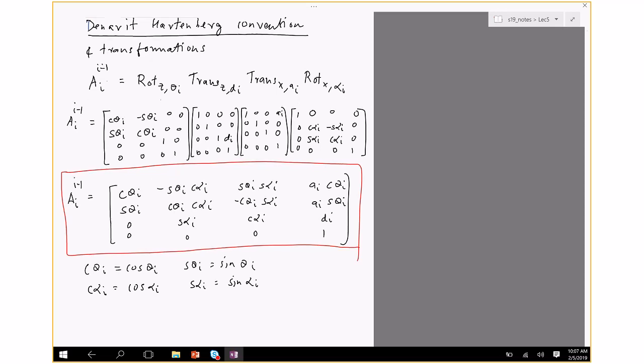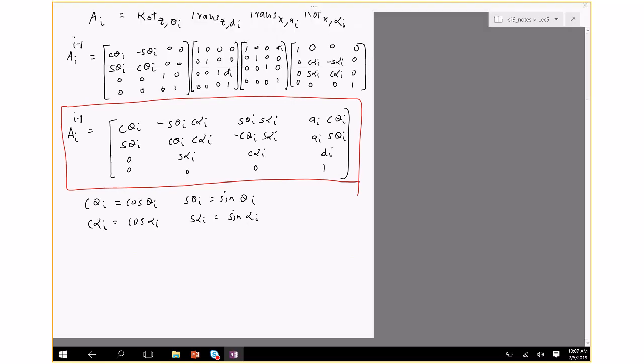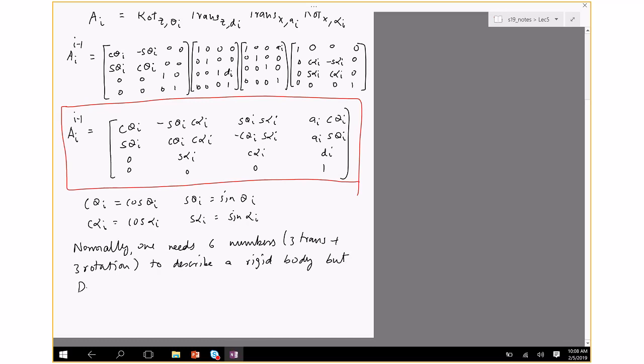So let me put that down. Normally one needs 6 numbers, 3 translation plus 3 rotations, to describe a rigid body, but DH, that's going to be our shorthand for the Denavit-Hartenberg convention, uses only 4. Okay, the question is why, and that's because of a special way in which these axes are defined.